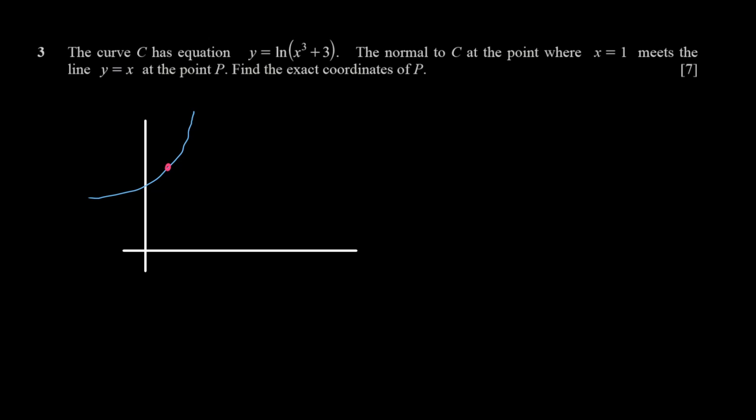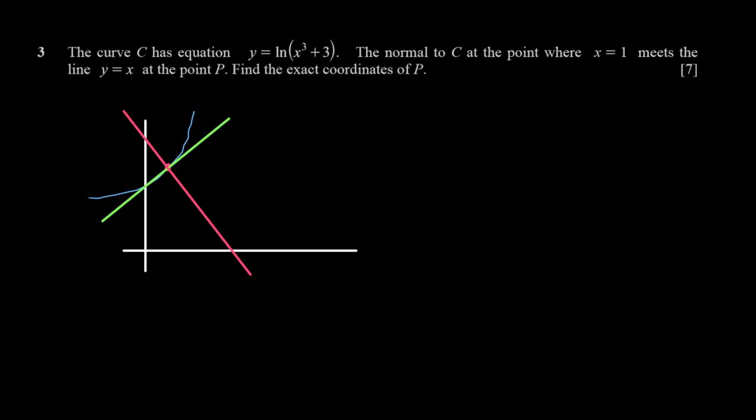Well, the tangent, right, is going to be that line, something like that. What's the normal? The normal is the line that is perpendicular to the tangent. So the normal is like that line there. So that would be the normal at the point. And what we're interested in is finding where this normal line meets the line y equals x.